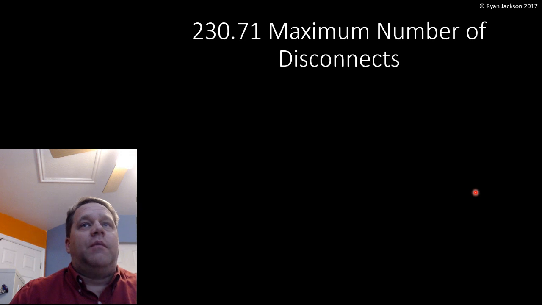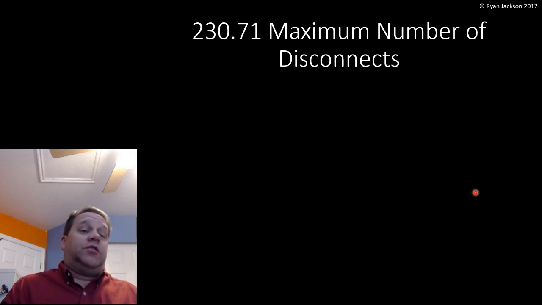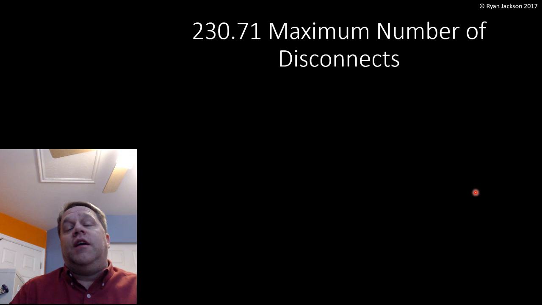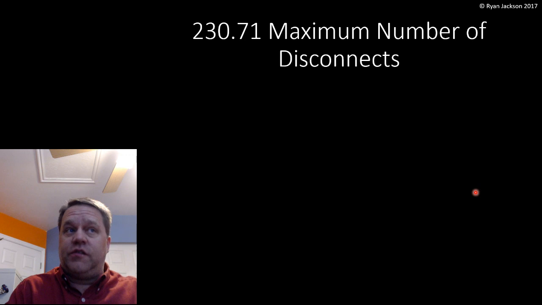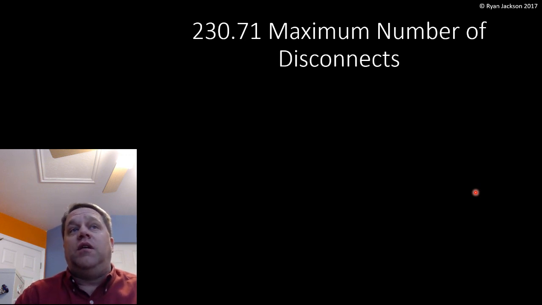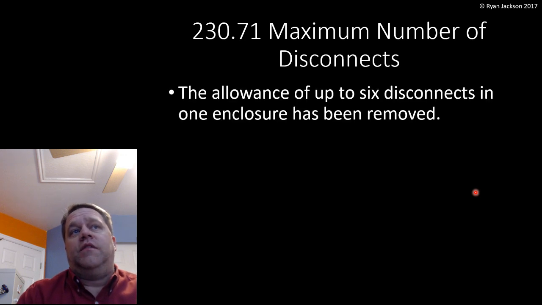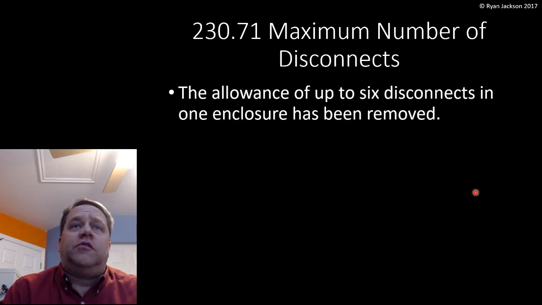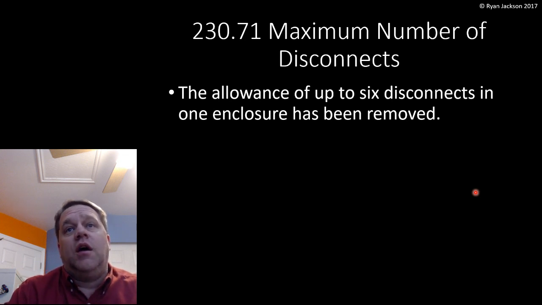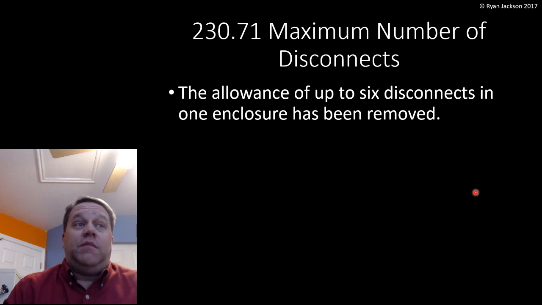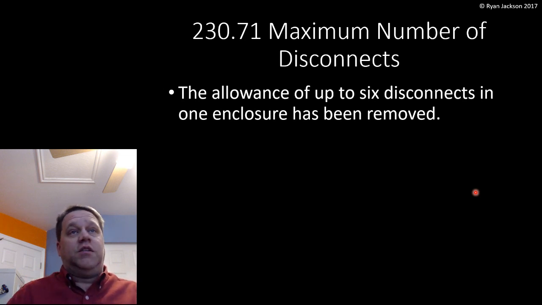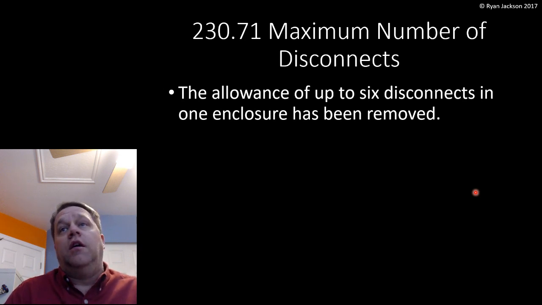230.71, maximum number of disconnects. I'll tell you the truth, this is the one that really shocked me. Everybody has been talking about 230.85, and we're going to talk about that. But the one, in my opinion, that is significantly bigger is 230.71, maximum number of disconnects. The allowance of up to 2 to 6 service disconnects in one enclosure is gone. To me, this is a big, big change. There are a lot of panels that we've used for decades that are not going to be allowed to be used in the 2020 NEC.